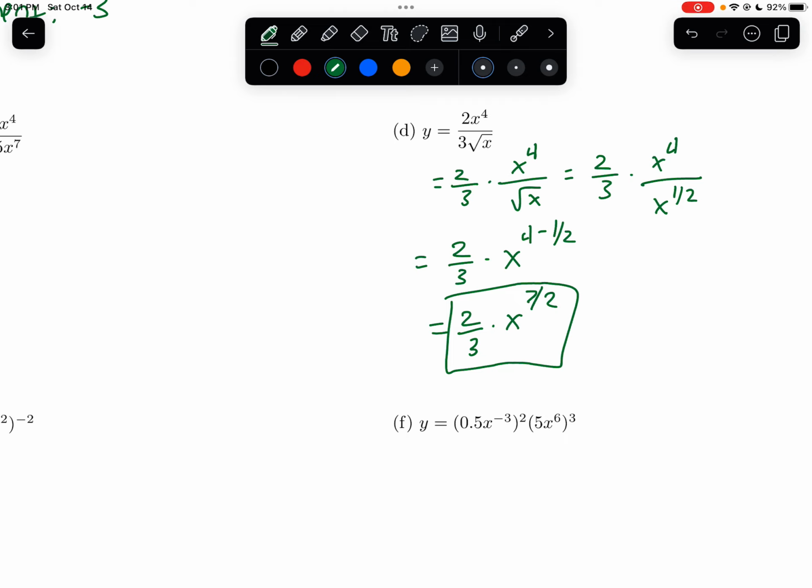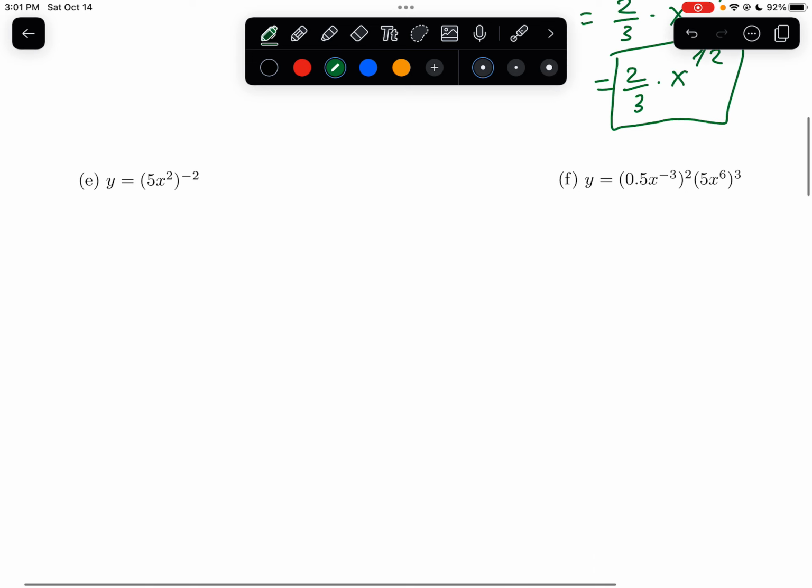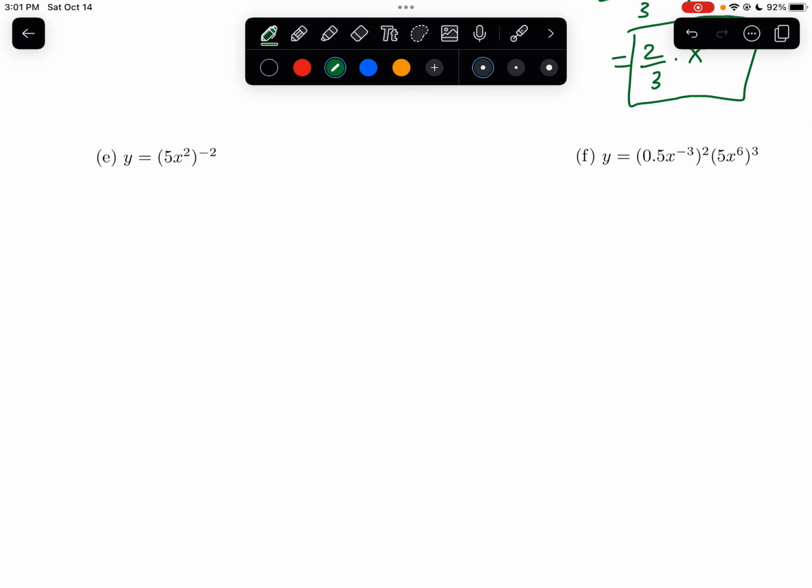All right, let's do one more. Part E here. The first step is to distribute this negative second power to everything inside. So using the property that if you raise a product to a power, it's the same as putting the power on each term in the product. And so this is 5 to the negative second power times x squared, that whole term, to the negative second power.